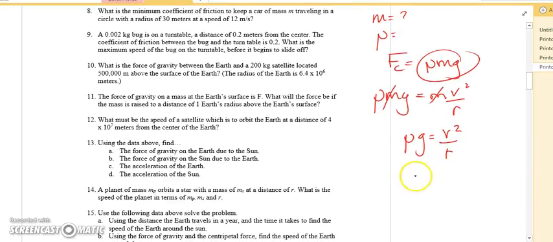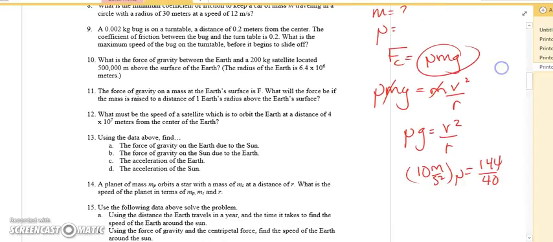And so I end up with mu is unknown. We know gravitational acceleration is 10 meters per second squared, times mu, equals 12 squared, which is 144, over a radius of 30 meters. So if I do the math out here, I end up getting a coefficient of 0.48.